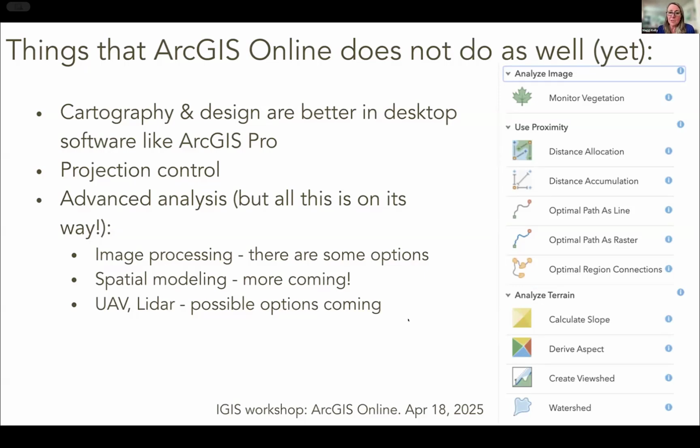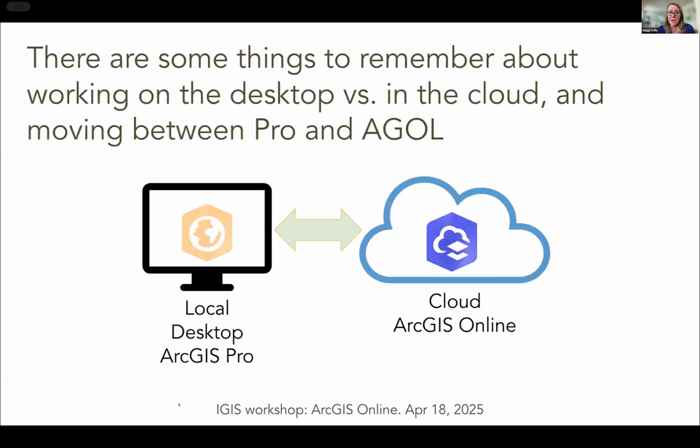It's just really going to be a game changer. Very, very exciting. Okay, so we're going to work in the cloud today. We're going to work in ArcGIS Online. I've mentioned this desktop software called ArcGIS Pro. That's the local one. There are some things to remember about working in each of these domains.